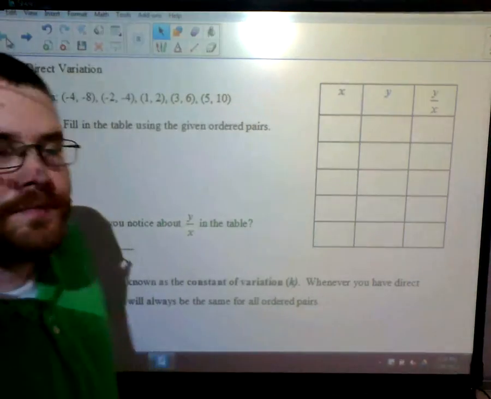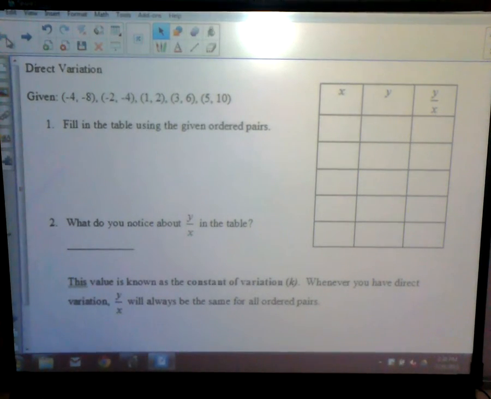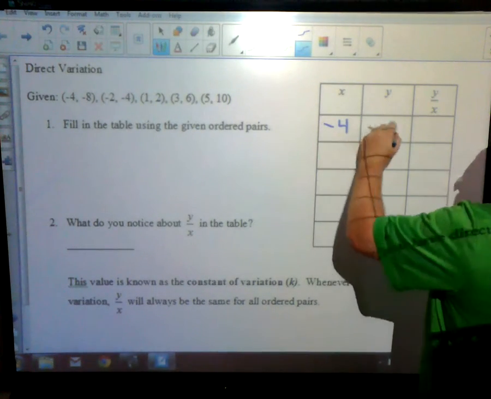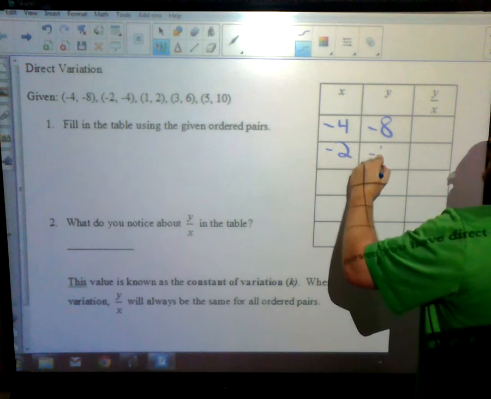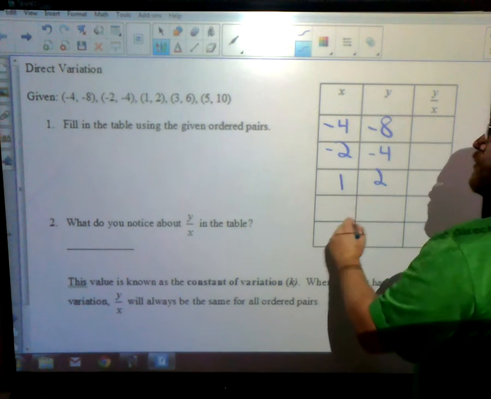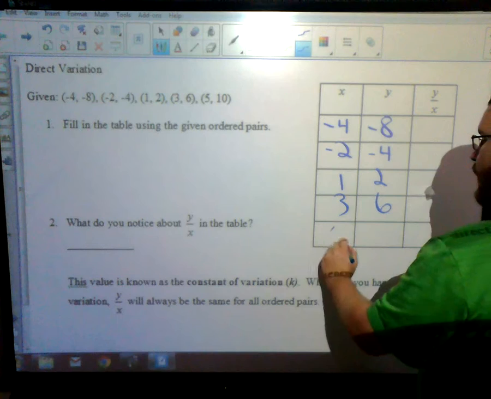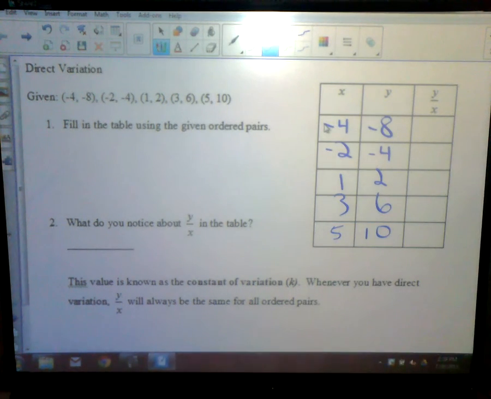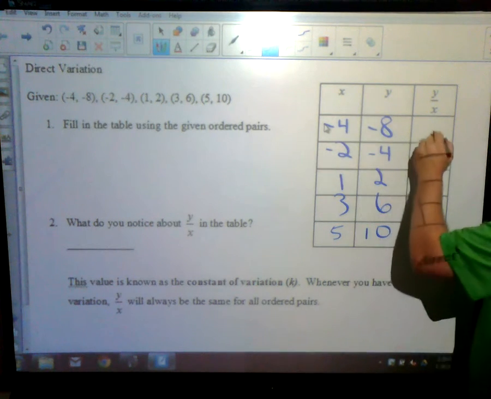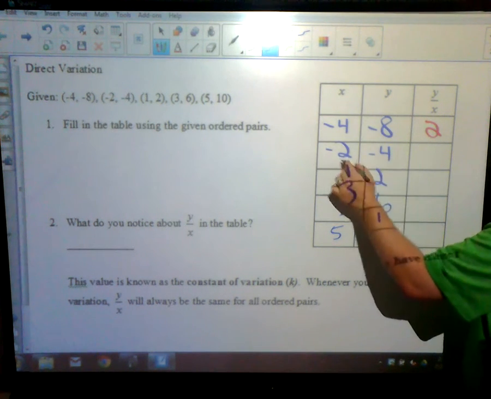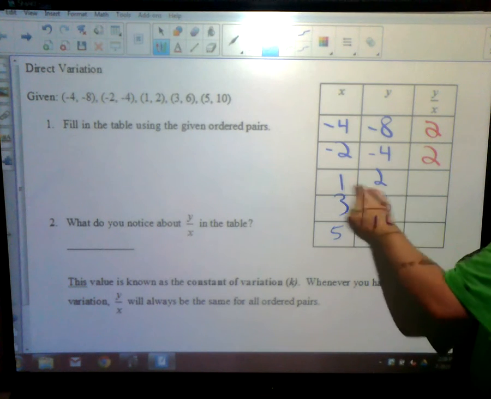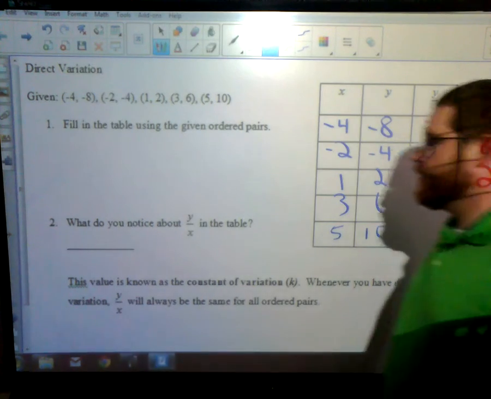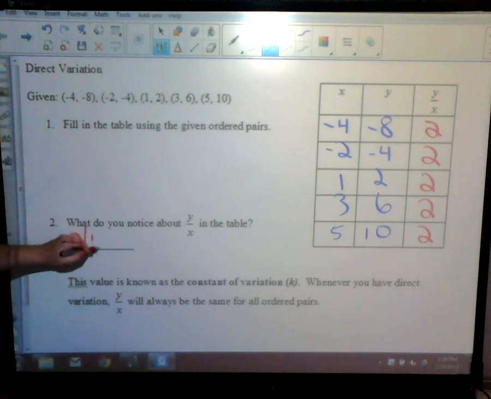So let's get into this. Direct variation. It says fill in the table using the given ordered pairs. Well, that's -4, -8. -2, -4, 1, 2, 3, 6, 5, 10. And then it says to fill out this column, y divided by x. Well, what's -8 divided by -4? It's 2. -4 divided by -2, 2. 1 divided by 2, 2, 2, 2. What do you notice about y divided by x in the table? It's always 2.